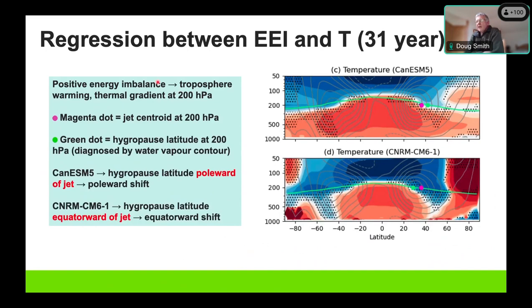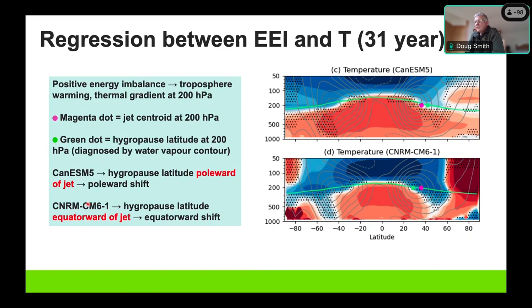So why might that be? So now I'm regressing the same thing, energy imbalance against zonal mean temperature. And so you can see that when we have a positive energy imbalance, we have a warming of the troposphere. Both models are showing this. And if anything, we get a cooling in the stratosphere. And that creates a strong gradient in heating at around about 200 hectopascals. But where that gradient occurs relative to the climatological jet is fundamentally different in these two models.